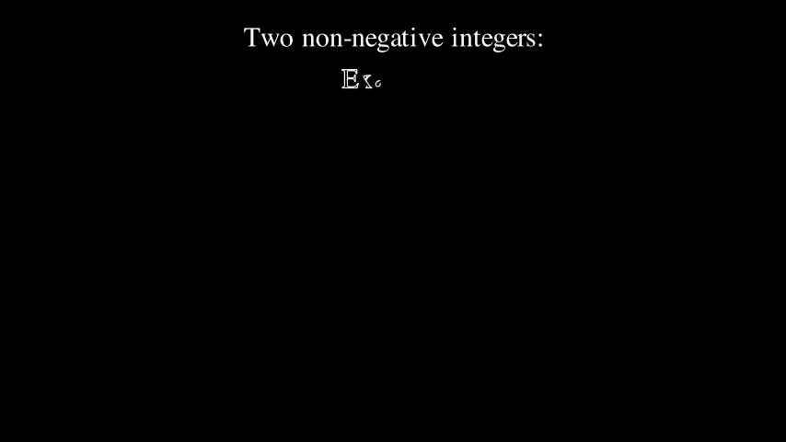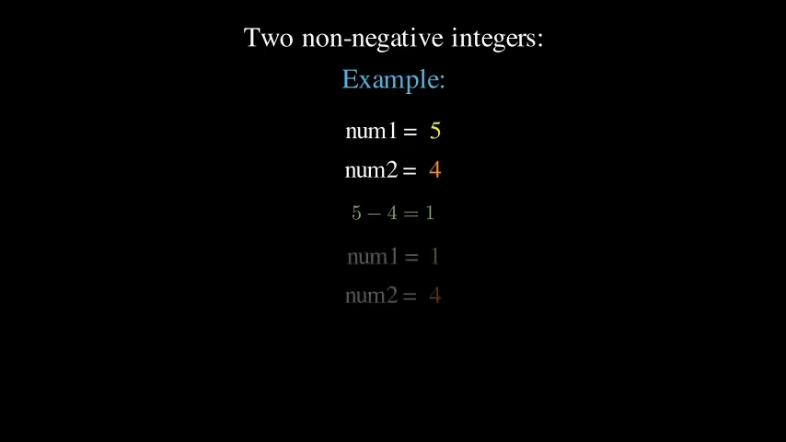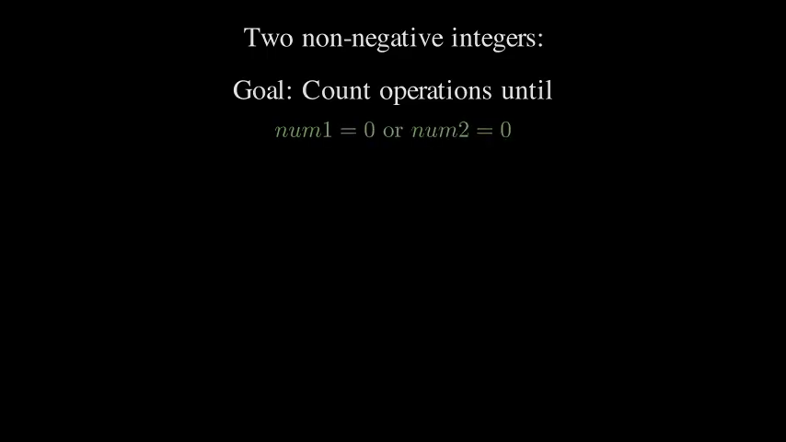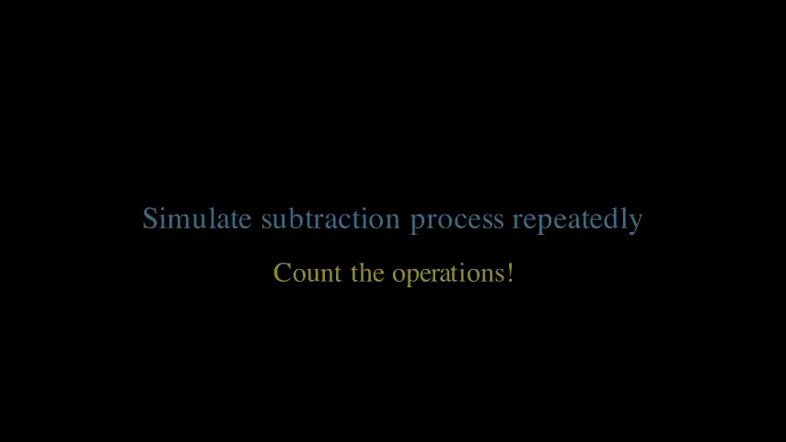For example, if num1 is 5 and num2 is 4, we subtract 4 from 5, leaving num1 as 1 and num2 still 4. Our goal is to count how many operations it takes until either number becomes 0. This is essentially simulating a subtraction process repeatedly.